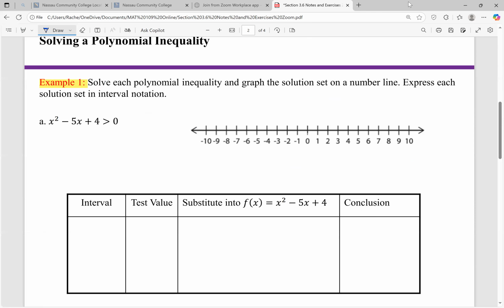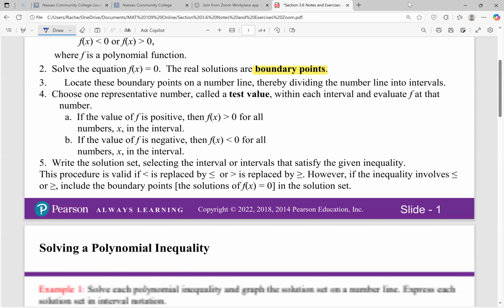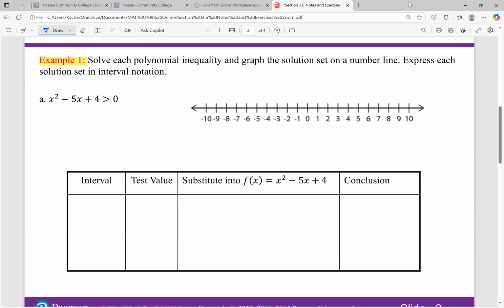So in order to get these boundaries, remember up here I was saying we're going to get these boundary points. What we do first is treat this statement as an equation. So what I mean by that is, first let's solve x squared minus 5x plus 4 is equal to 0.